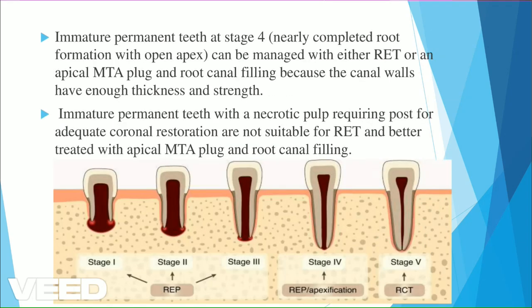So, in mature permanent teeth at stage 4, nearly completed root formation with open apex can be managed with either regenerative endodontic therapy or an apical MTA plug and root canal filling because the canal walls have enough thickness and strength. Immature permanent teeth with a necrotic pulp requiring post space for adequate coronal restoration are not suitable for regenerative endodontic therapy and are better treated with apical MTA plug and root canal filling.